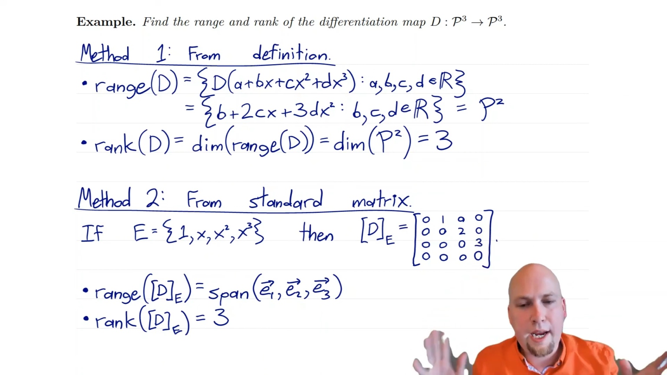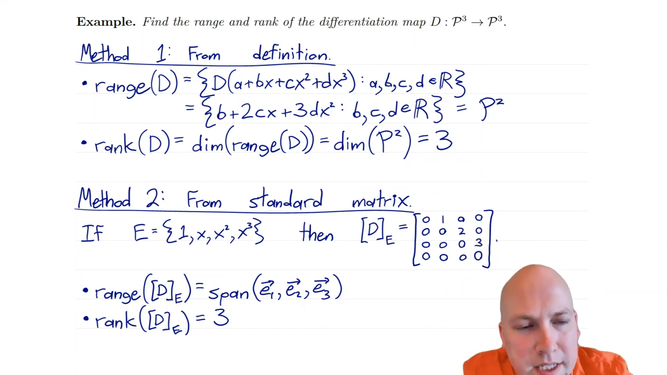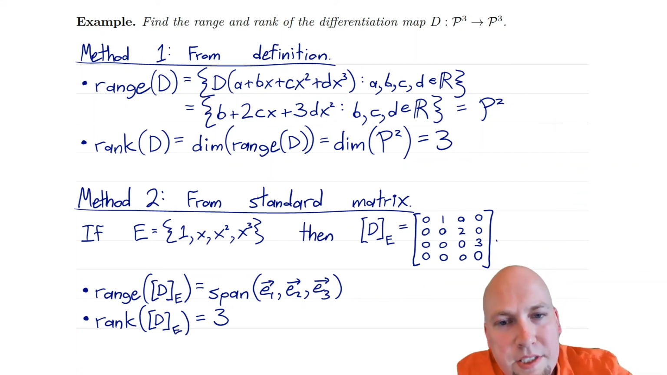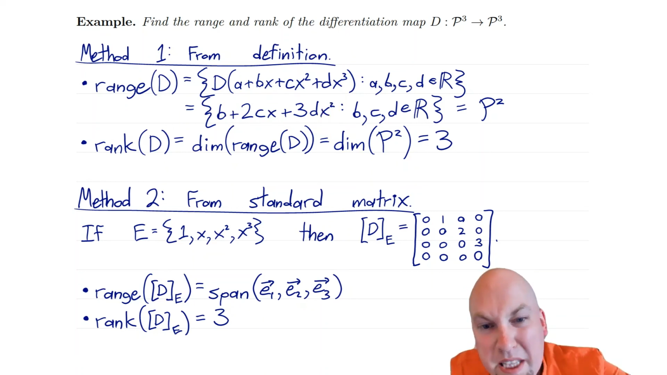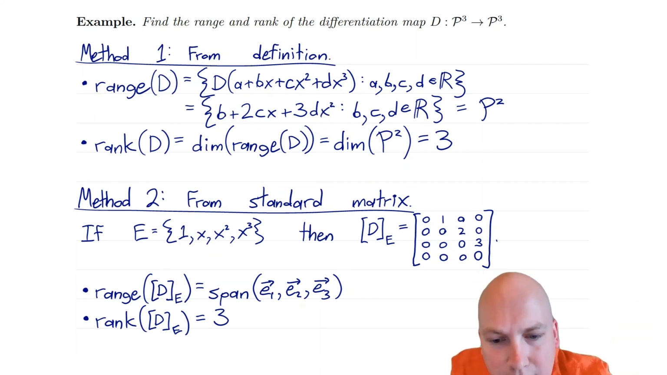That's the range of the matrix, and it corresponds to the fact that the range up here was P2. The range up here was everything that can be written as a linear combination of 1, x, and x squared, but no x cubed. The same thing here: E1, E2, and E3 correspond to the first three basis vectors, but none of the fourth basis vector.